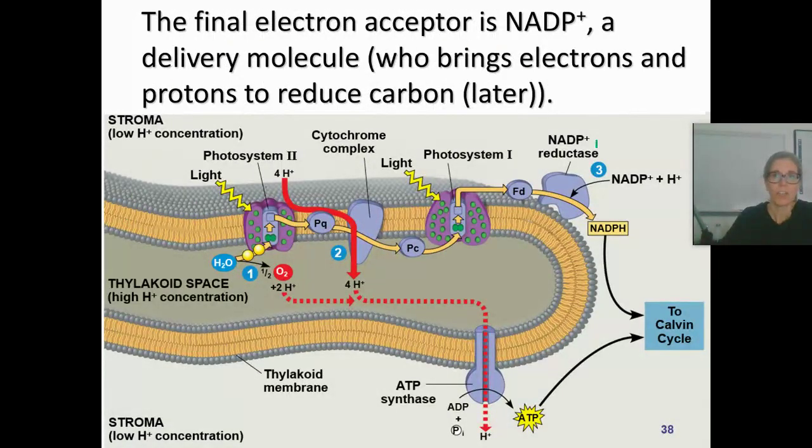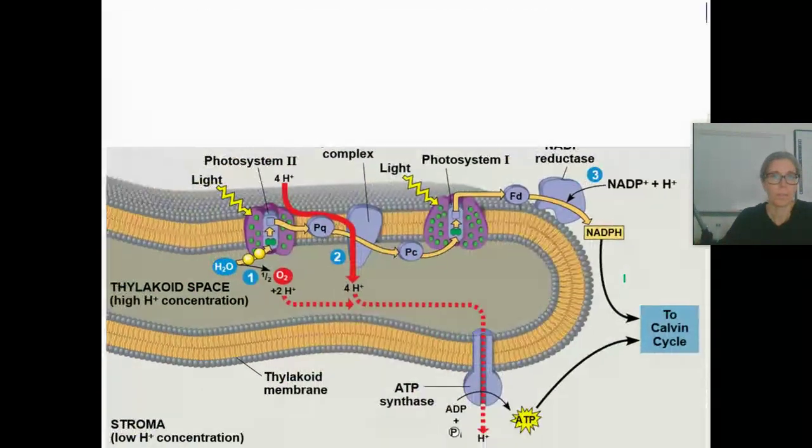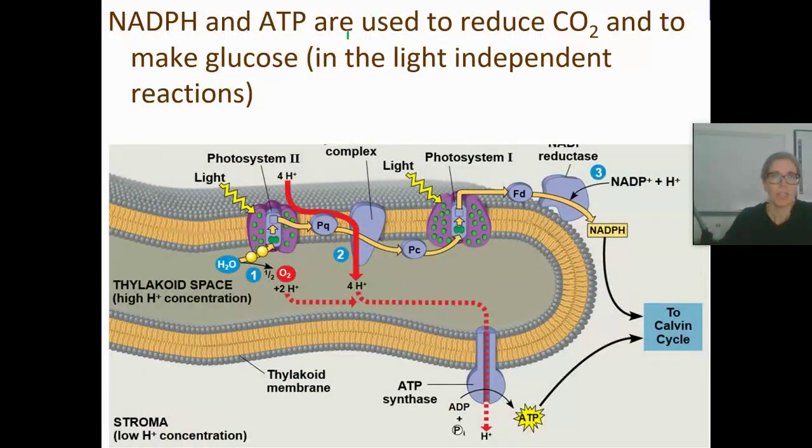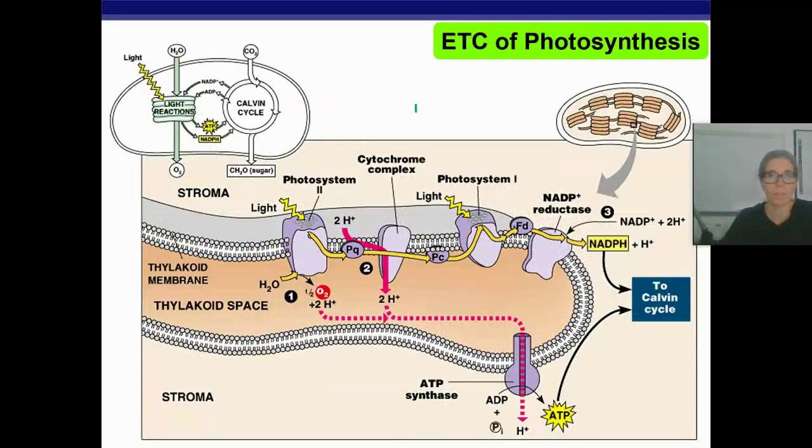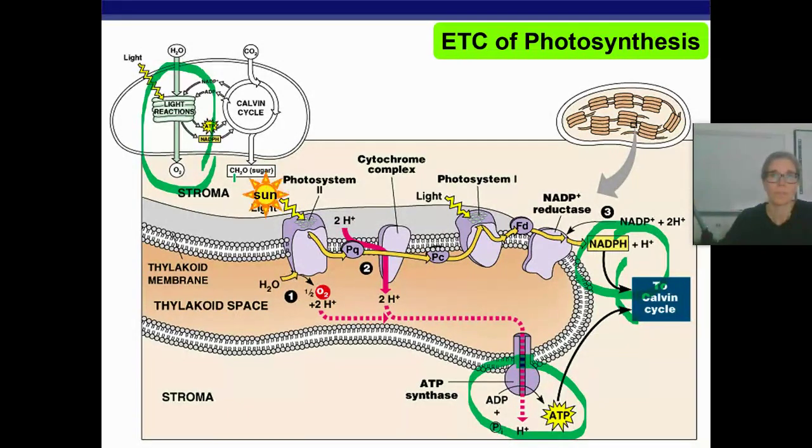So the final electron acceptor is NADP+. It's a delivery molecule. It'll bring electrons to the carbon cycle. NADPH and ATP are used to reduce carbon dioxide and also to add energy in order to make glucose. We'll talk about that when we talk about the light-independent reactions. And here's a summary of the whole thing. Making ATP and the NADPH, that's the first major step of photosynthesis. That's the light reactions.